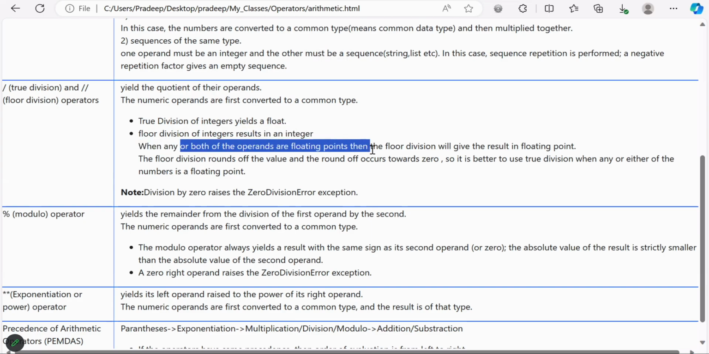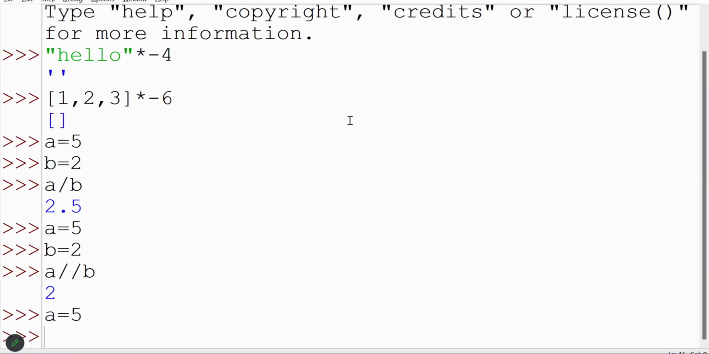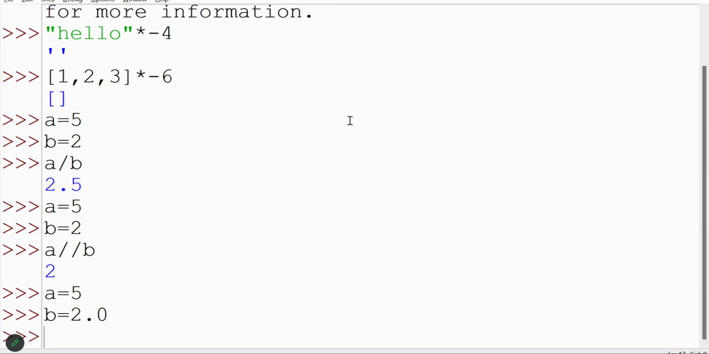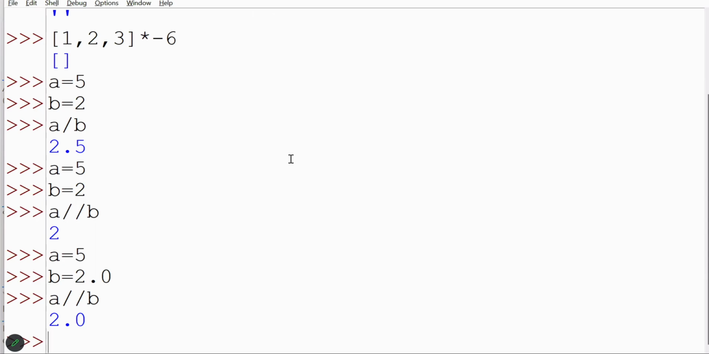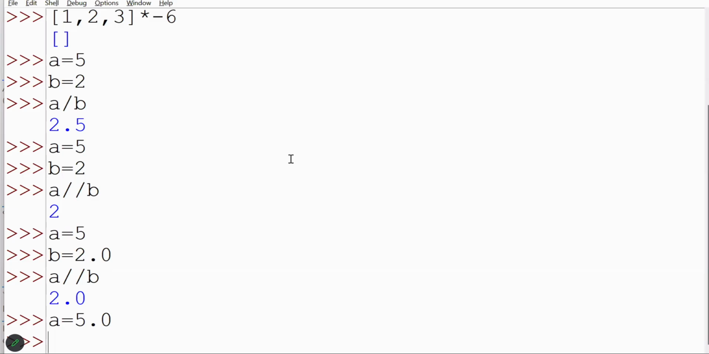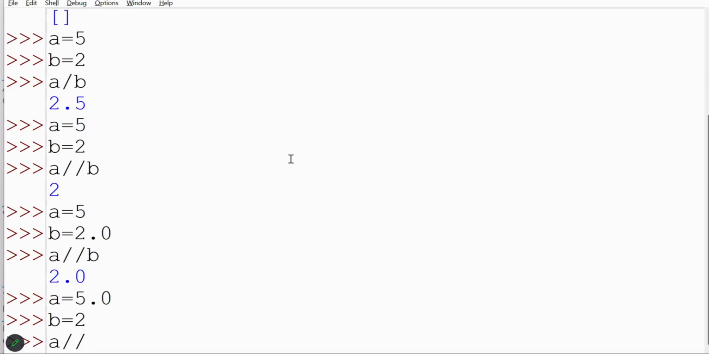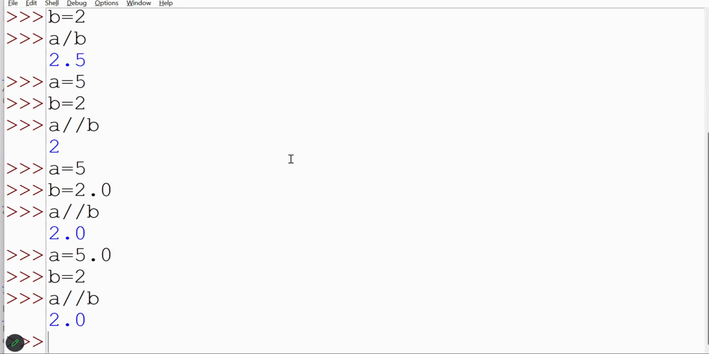When any or both of the operands are floating points, then the floor division will give the result in floating point. So the third case is A is equal to 5, B is equal to 2.0, and in that case A slash B will not give the exact value, but it will give it in terms of floating point. If the dividend, the number which is getting divided, is floating, it will give floating only. Now I can take another one, A as 5.0, B is equal to 2. If B is floating, is it floating only? Yes, either A or B, anything.